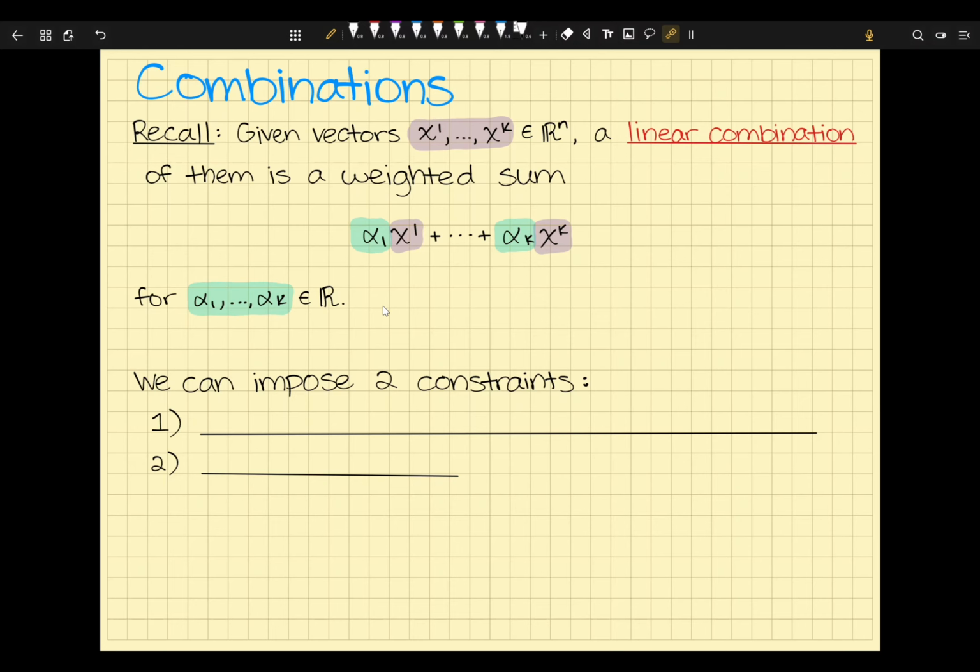This is the most general type of combination, but we can impose restrictions on it. We can impose restrictions on the set that the scalars come from, sorry, let me be consistent here, the set that the weights come from. And then we can also impose a restriction on what the weights sum to.